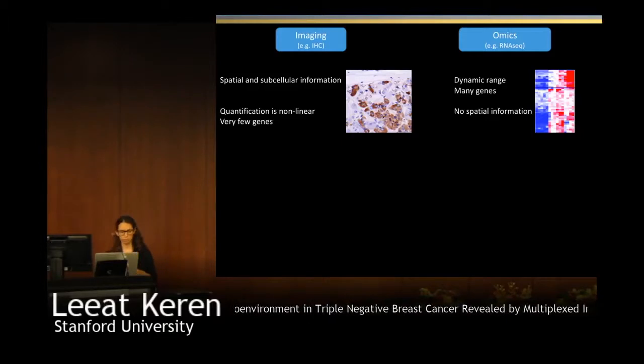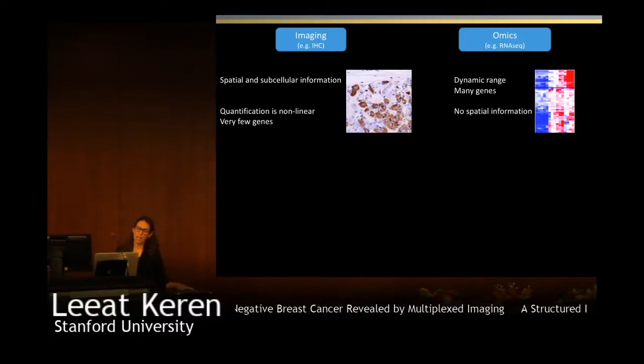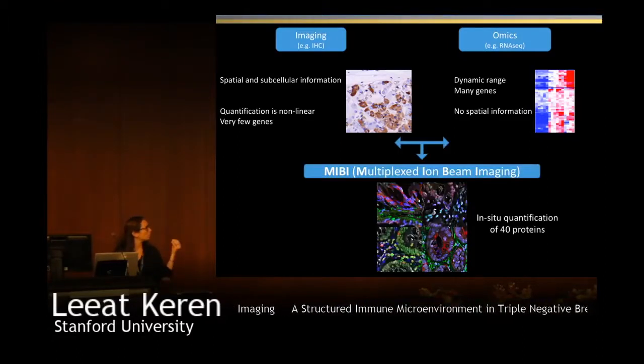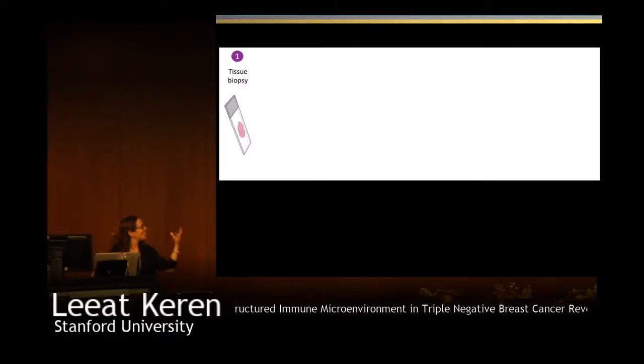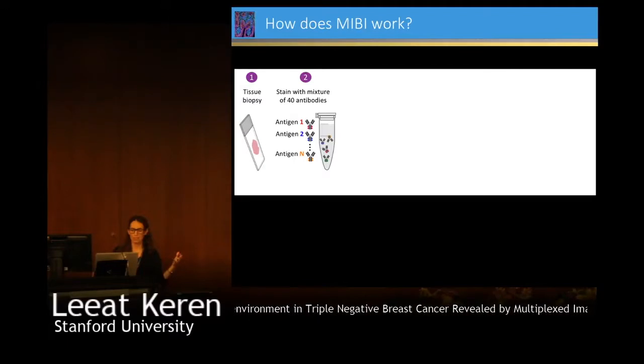So how does MIBI work? We start with a tissue biopsy, and this could be any clinical tissue biopsy, and we then stain it with a mixture of 40 different antibodies. Only unlike usual immunohistochemistry, where these antibodies are conjugated to fluorophores or to colors, here these antibodies are conjugated to different metal tags.